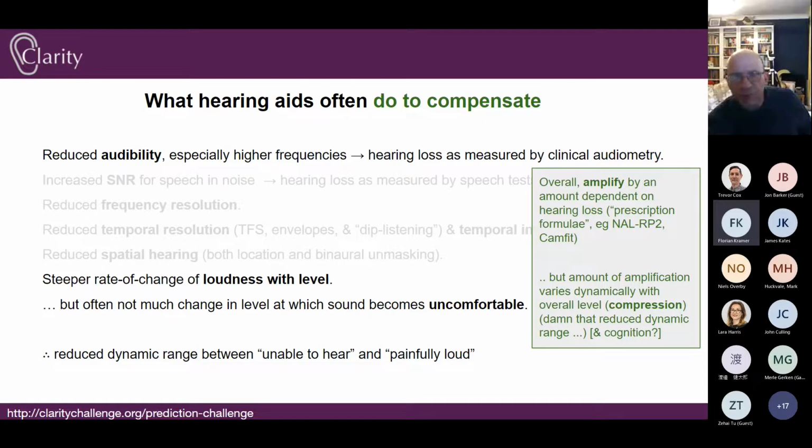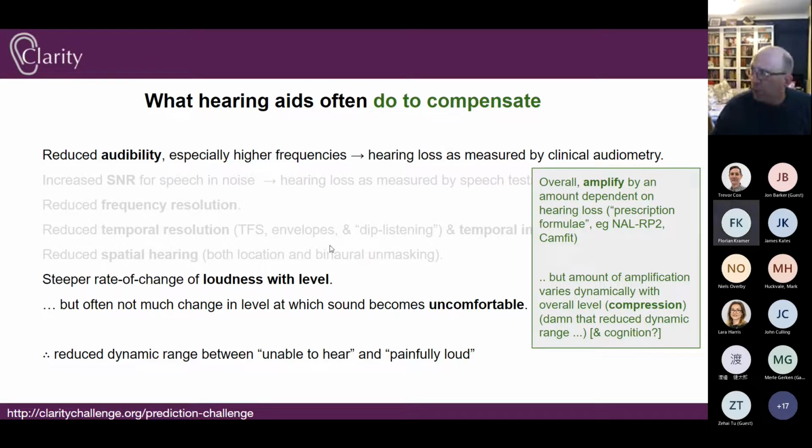If you simply put in a linear amplification of, say, 30 or 40 decibels, that would raise the quietest sounds to a level where you could perhaps hear them, but it would also make the normal sounds that were coming in at 80 or 90 right up there past your pain threshold.